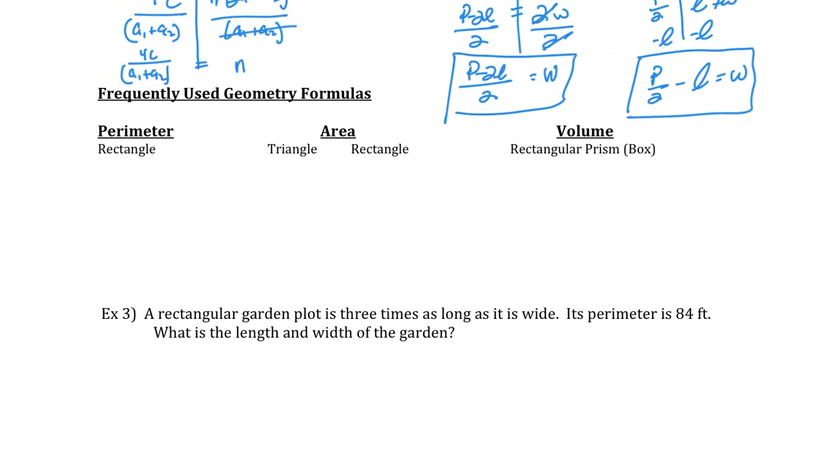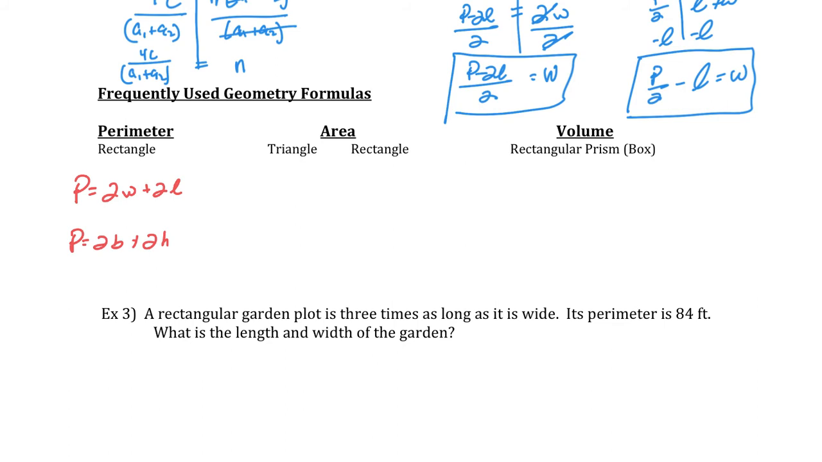Okay. So, some common formulas that you should be aware of. In a rectangle, the perimeter is equal to 2 times the width plus 2 times the length. Now, that could also be written as 2 times the base plus 2 times the height. It just depends on what you want to call the sides of the rectangle.